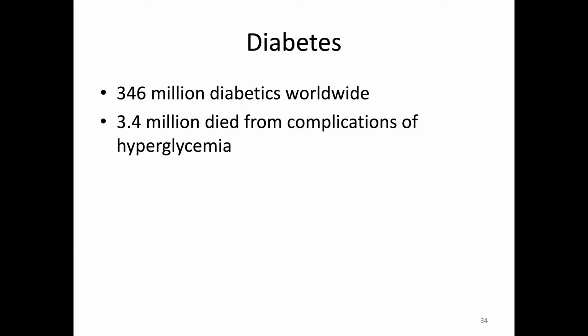Let's start with diabetes. Diabetes is a well recognized issue. It's estimated that there are probably over 340 million diabetics worldwide. We see a lot of complications with diabetes. Many of them are secondary to hyperglycemia, but diabetes is also associated with other diseases. We see it associated with blindness, with cardiovascular disease, and with renal failure. So there are a lot of complications that arise with diabetes.